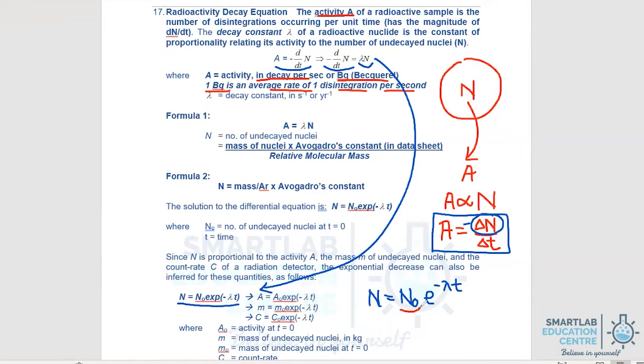Let's now explain the symbols. N naught is the initial number of radioactive nuclei when time is 0. Lambda is the decay constant, and the unit is per second or per year. It can also be per minute or per hour. And lambda is the proportionality constant between activity and the number of radioactive nuclei.